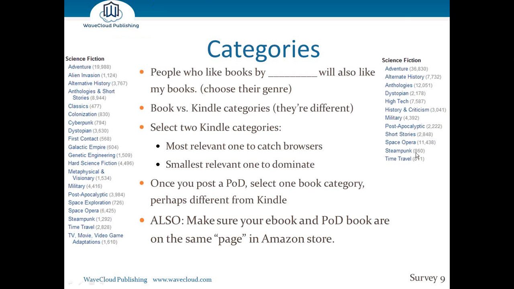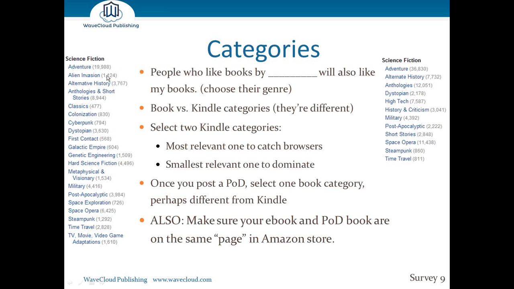Why are they different? Well, I don't know why they're different. I don't know why the taxonomy is different in Amazon. But the point is, you need to understand that they're different and act accordingly. So in science fiction, if I wrote an alien invasion story, of course I want it in the alien invasion category. Although over for the paperback version of my book, I might put it in dystopian, or I might put it in post-apocalyptic if the alien invasion was bad news for the people that got invaded. But I want to definitely put it in its prime category.